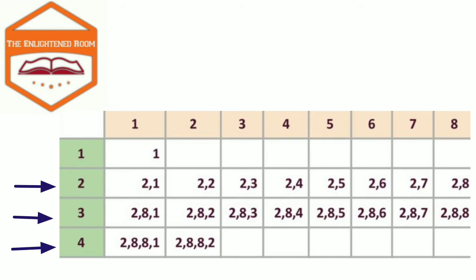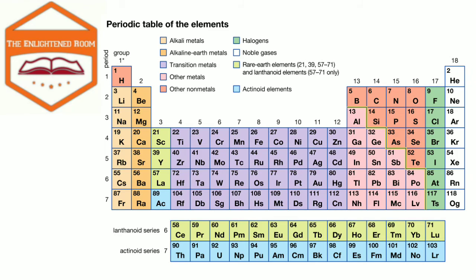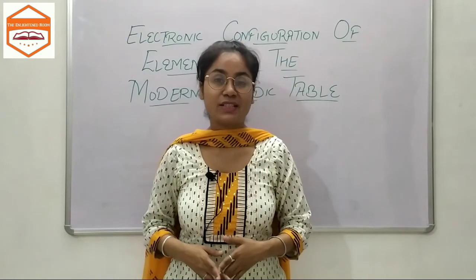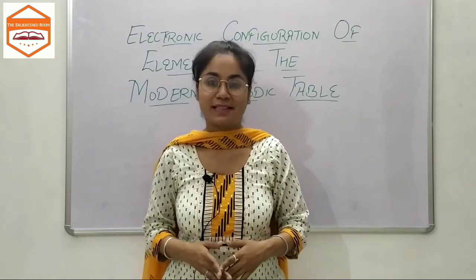The important thing that should be noted here is that elements in a period will have consecutive atomic numbers. For example, elements of the second period have consecutive atomic numbers from 3 to 10, while those in the third have consecutive atomic numbers from 11 to 18, and so on. So this was it for today's topic, electronic configuration of elements in the modern periodic table.